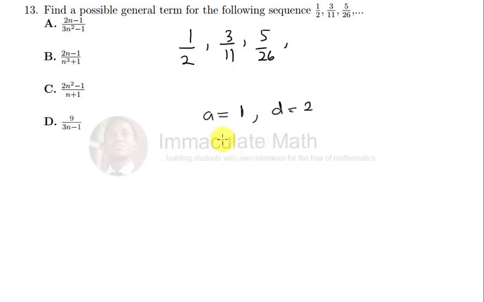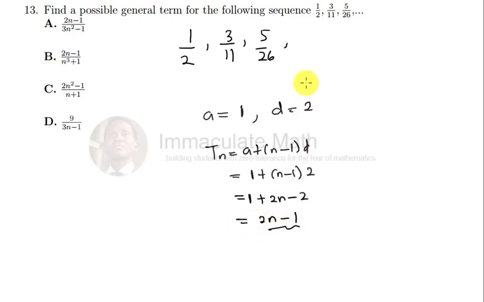All right, so that means the numerator is a linear sequence, and a linear sequence can be represented as a plus (n minus 1) d. Your first term is 1, your common difference is 2. So if I rearrange this, I'm going to have 1 plus 2n minus 2, which is 2n minus 1. So the general term for the numerator is 2n minus 1.